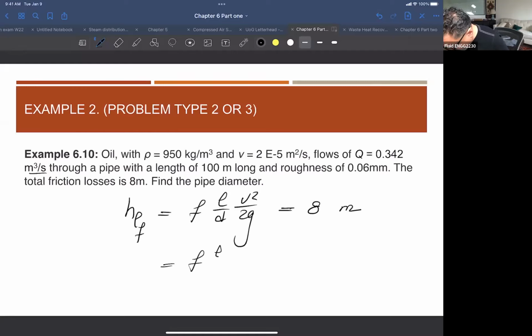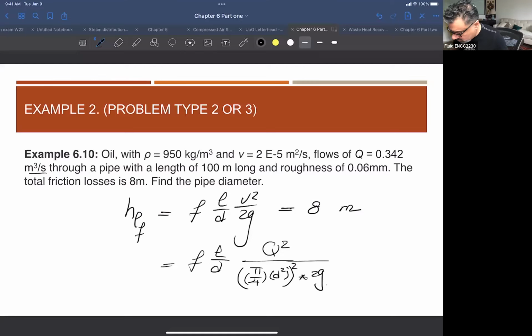Okay, so another equation that is exactly the same as the equation at the top here is basically f L over D, but now the velocity can be Q over the area, so we have Q squared over the area squared. The area is pi over 4 D squared. All this will be squared because the velocity is squared, so Q squared over the area squared, and now multiply by 2g. Okay, so this is again equal to 8 meters.